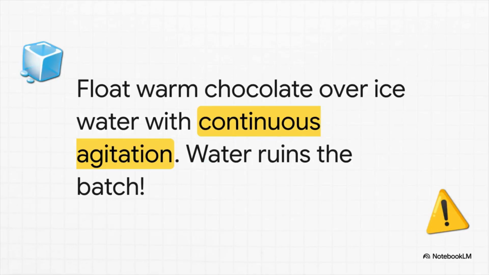Now, if you don't have a massive marble slab in your kitchen and you don't have pre-tempered seed chocolate lying around, method 3 is your absolute savior, the ice bath method. Here, you float your bowl of warm chocolate over a larger bowl of ice cubes and cold water. But hear me clearly on this. The absolute key here is continuous agitation. You cannot stop stirring for a single second.